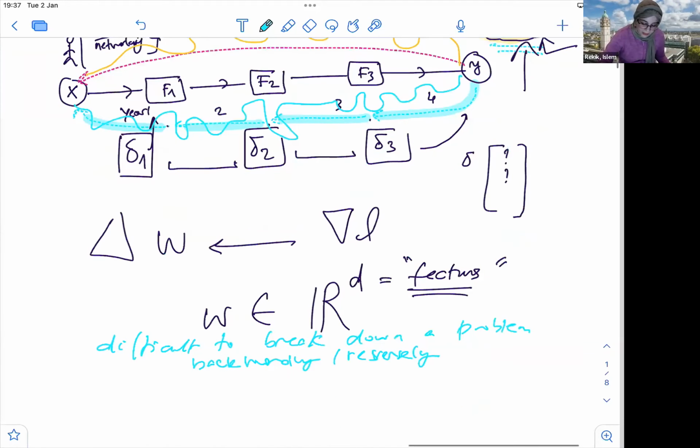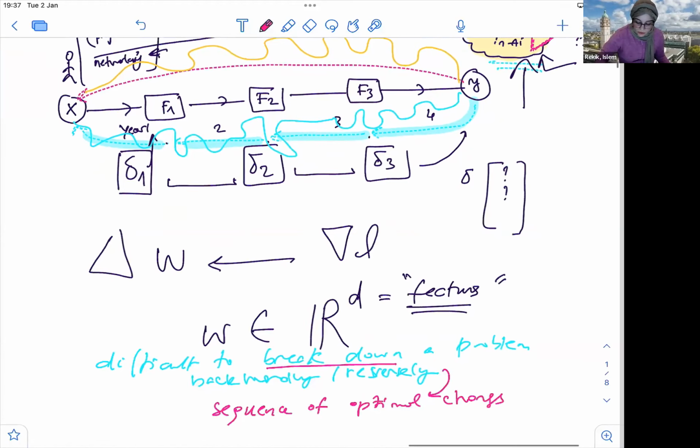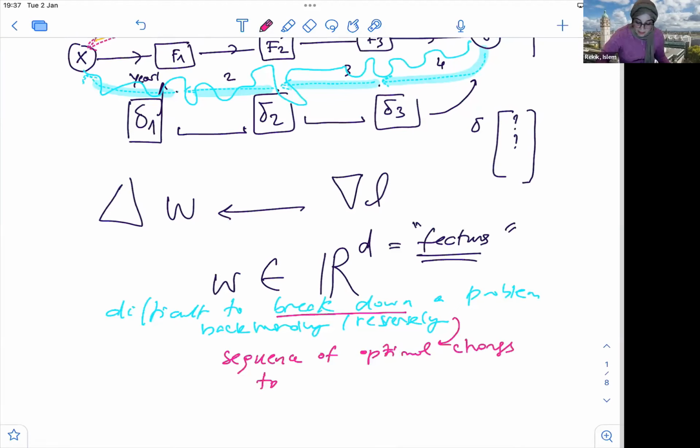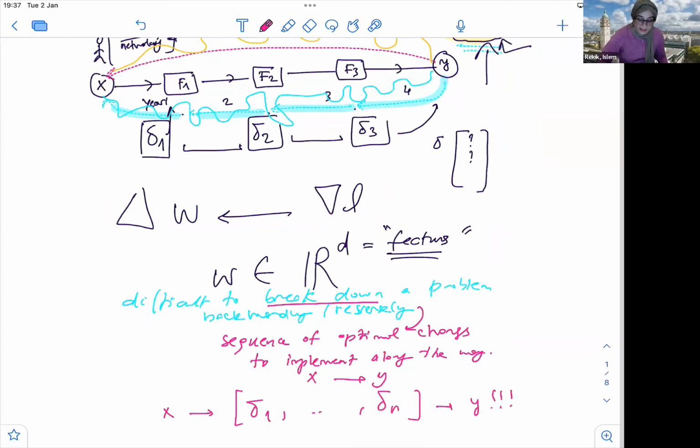So it's not just the breaking down that is the most difficult task. The most difficult task is actually identifying the sequence of optimal changes to implement along the way, the way from X to Y. So you need to get all these changes, delta 1 until delta n, that will get you from your X to your Y. This is really hard, okay? And finding an optimal way is not very obvious.